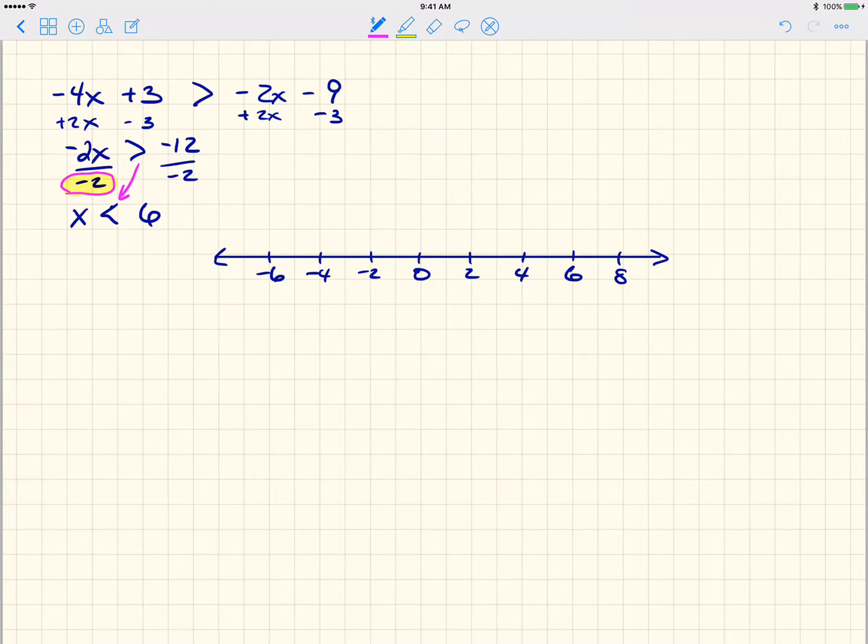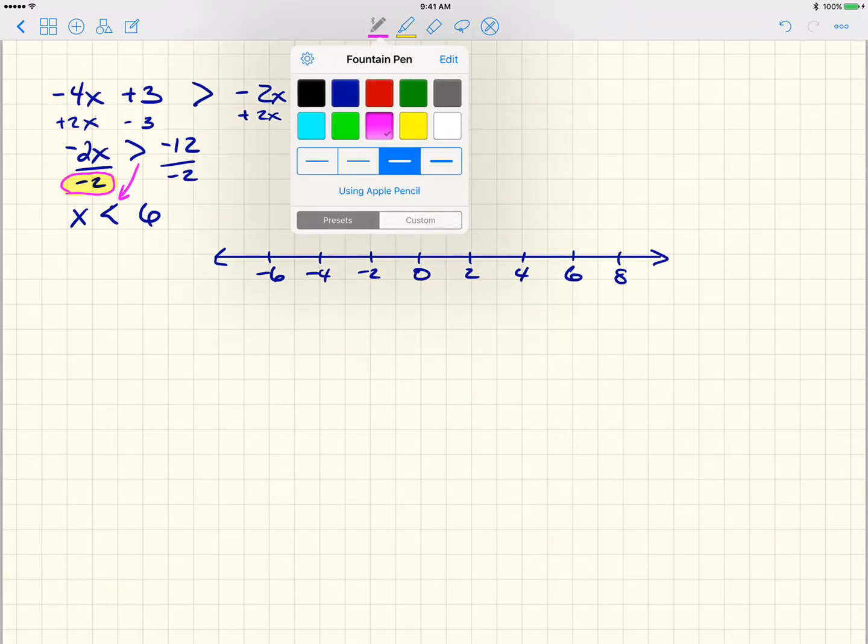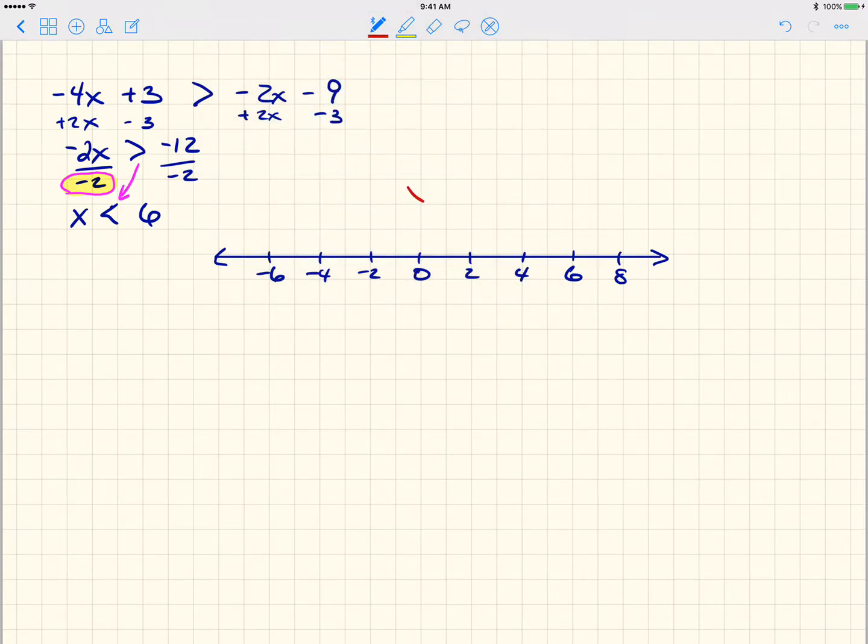At this point, we're going to graph that. We're going to graph x is less than a positive 6. Again, the first thing that we want to ask ourselves is, where are we starting at? We're going to start at 6. Is the value 6 included in the answer? Can x be equal to 6? In this case, no, x cannot be equal to 6. x has to be less than 6.